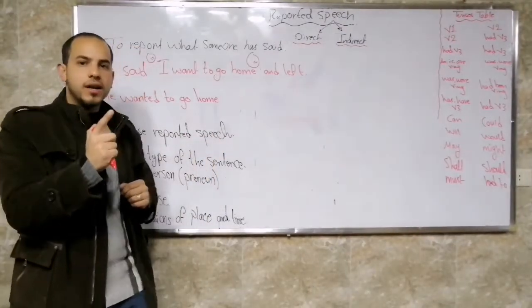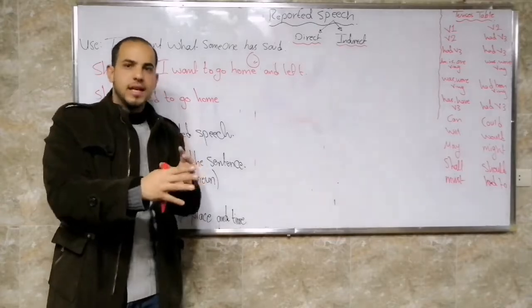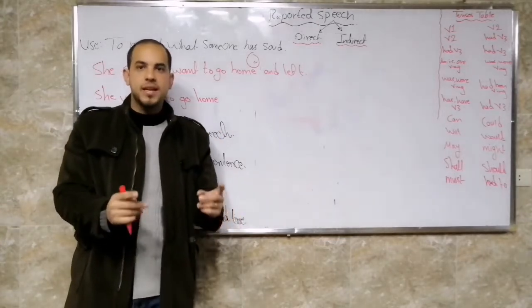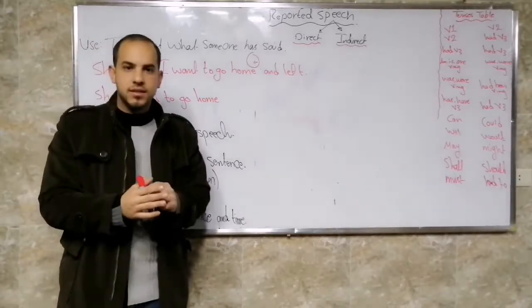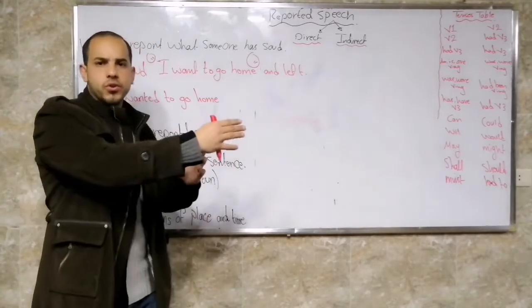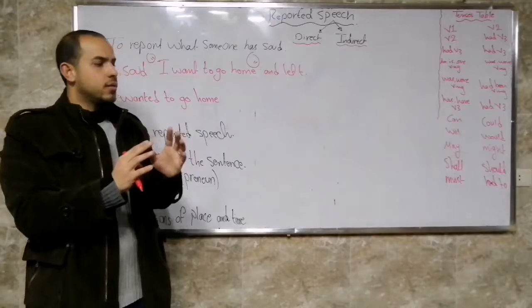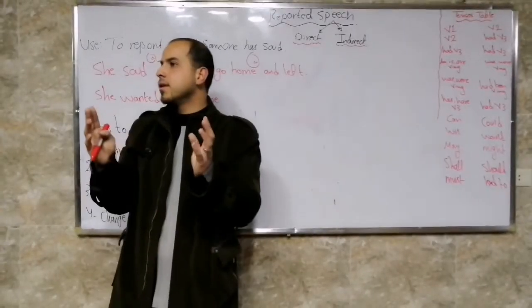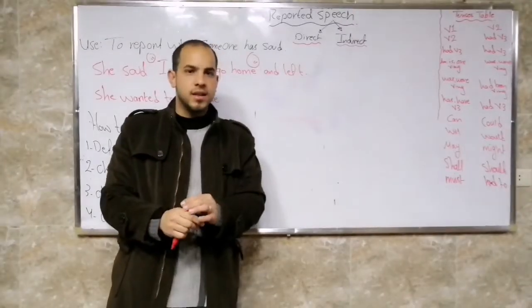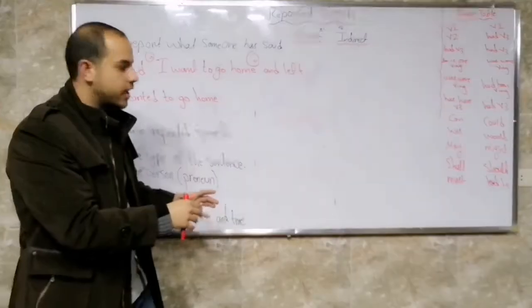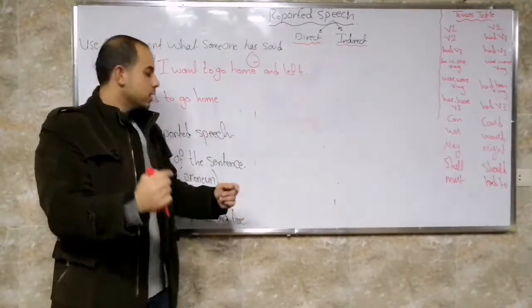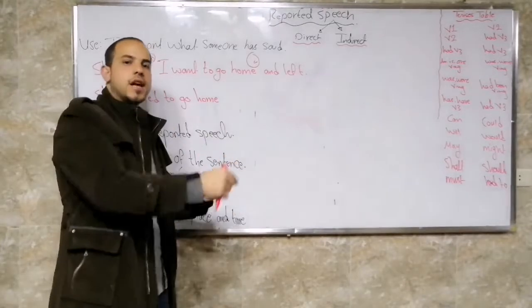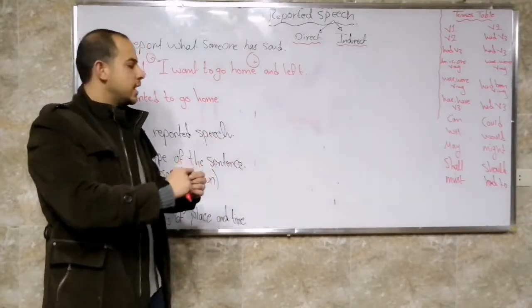Now, the first one is the statement, and this is our concern for today. The second type is the command, when someone orders you to do something. For example, open the door, this is a command. Keep silent, this is a command, okay? And we have the question. But today our concern will be statement. And next time we will explain the question and commands.